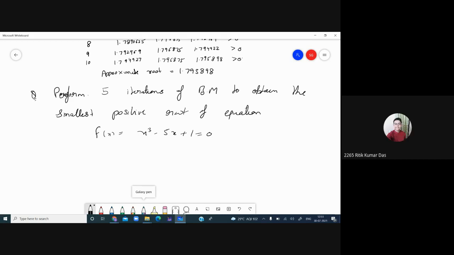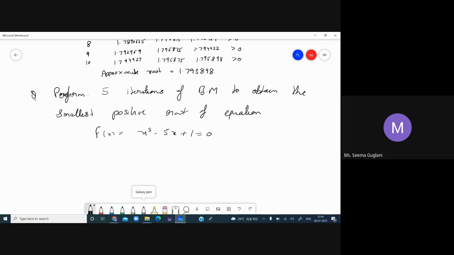Now you see, one thing it's saying is 5 iterations, and second is smallest positive root. Are you getting these two adjectives? Yes, ma'am. So you have to do the 5 iterations as well as find the smallest positive root.